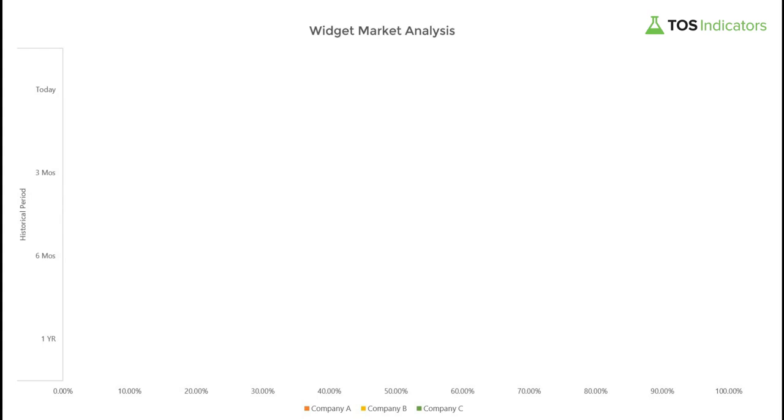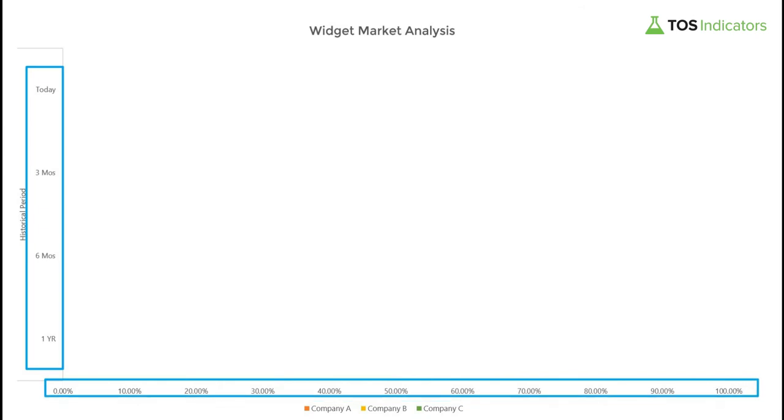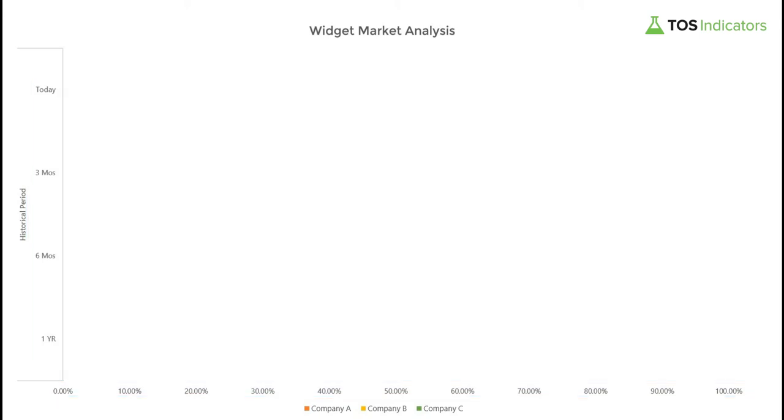So this chart, on the horizontal basis, represents 100% of the market share. And on the left-hand side, on the axes, we have different historical periods. We'll look starting from a year all the way down to today, in increments of 6 months, 3 months, and then now to today. And at the bottom, we have 0 to 100% representing the max market share that a company, or in this case, three separate companies can have. We'll say company A, company B, and company C.